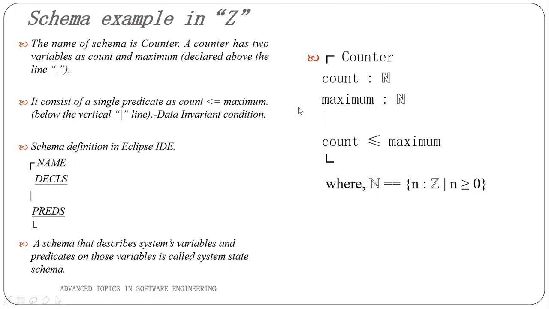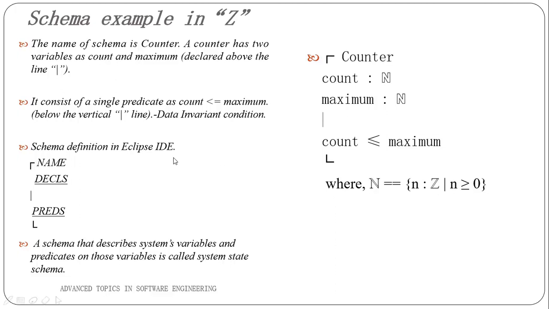So declarations are always written above the dividing line or the vertical line, and conditions or data invariant conditions or predicates are written below this dividing line. Here the predicate is count should always be less than or equal to maximum. This is also called a data invariant condition. It should always remain true for the entire function, the entire schema, or the entire program.